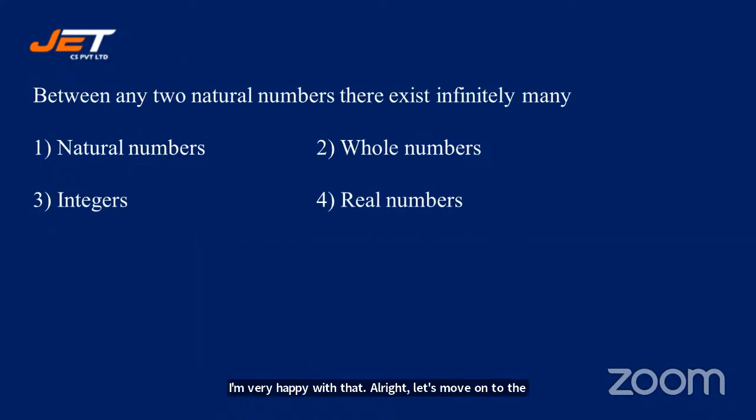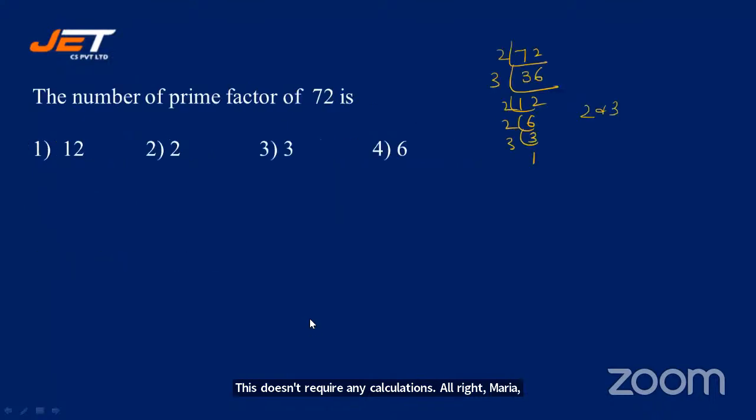Between any two natural numbers, there exist infinitely many dash. See the question? It's very simple, but you need to read between the words to understand the question. Let me see how many are able to give me the right answer. This doesn't require any calculations, isn't it? Yes, excellent. Bhavana, Akhilesh, Shagni, Gayatri, Pranati. All right, Ria, Sunny, almost all are giving me the right answer as real numbers. Perfect. See the next question.